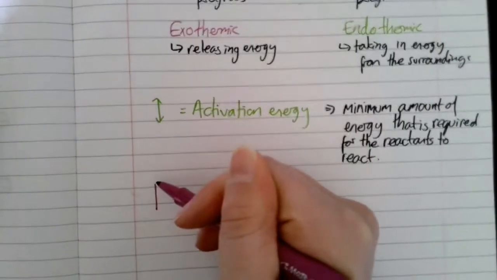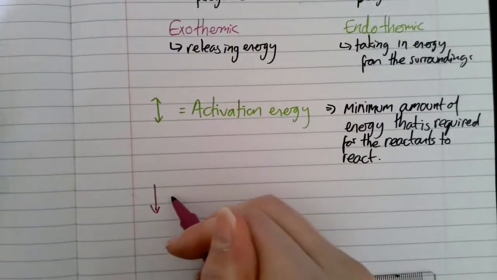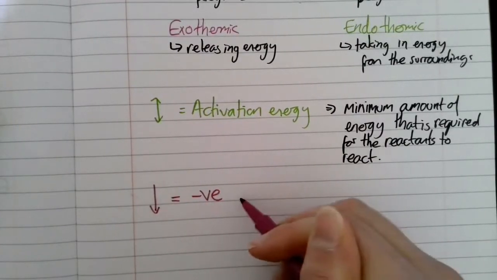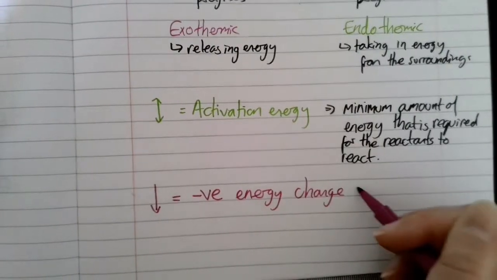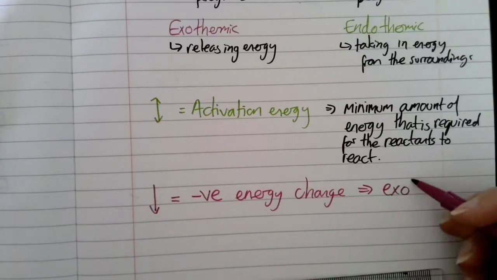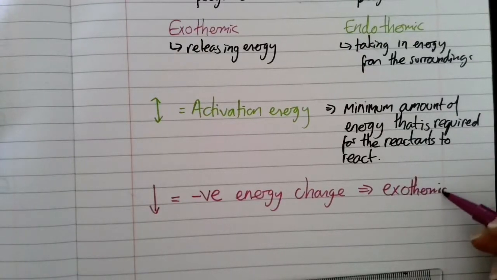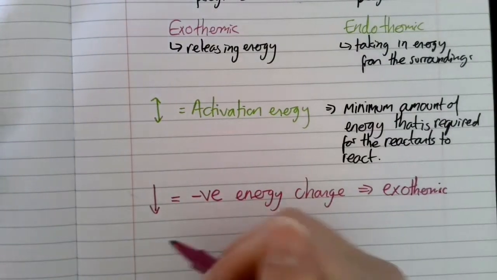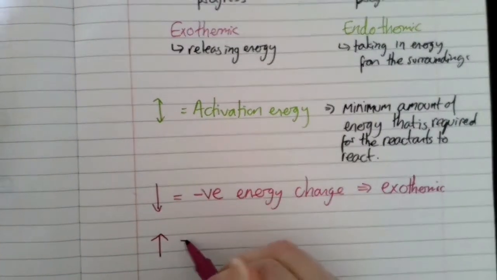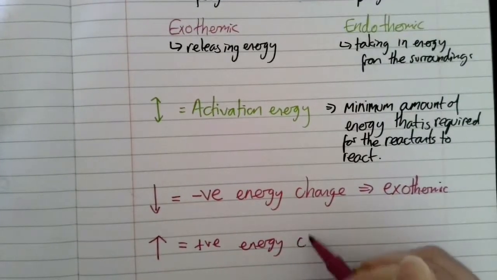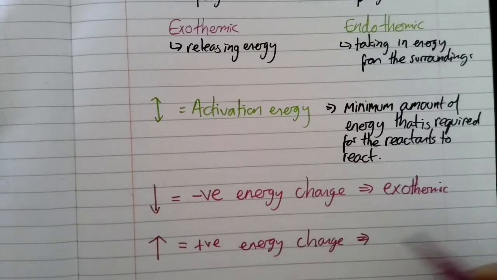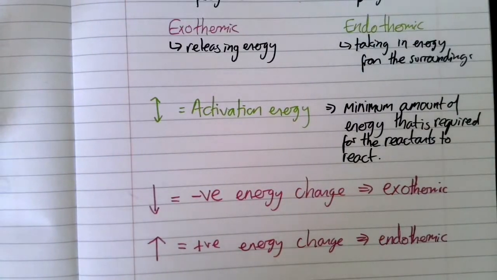So your downwards arrow is going to be a negative energy change, and that shows us that it's an exothermic because energy has been transferred to the surroundings, whereas our upwards arrow, this is a positive energy change, and so this is our endothermic, where we've taken in energy from the surroundings.